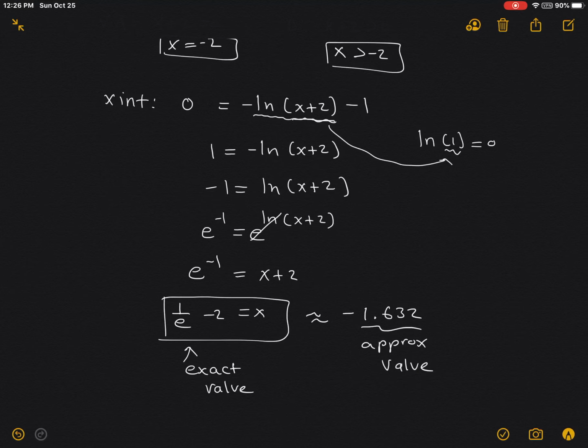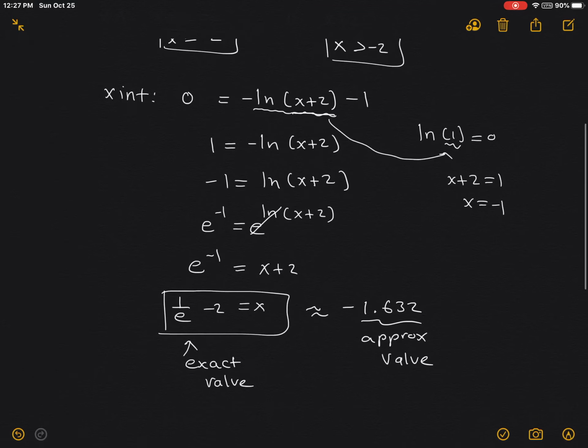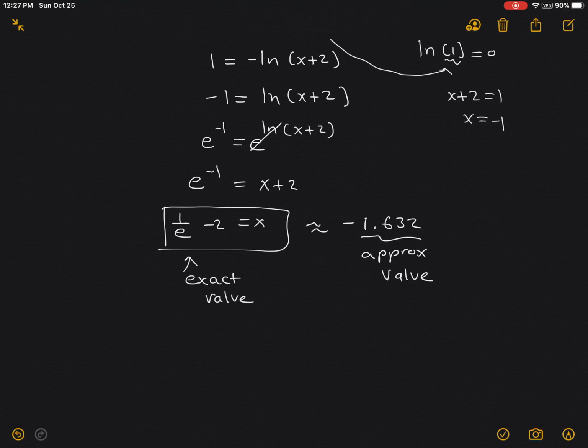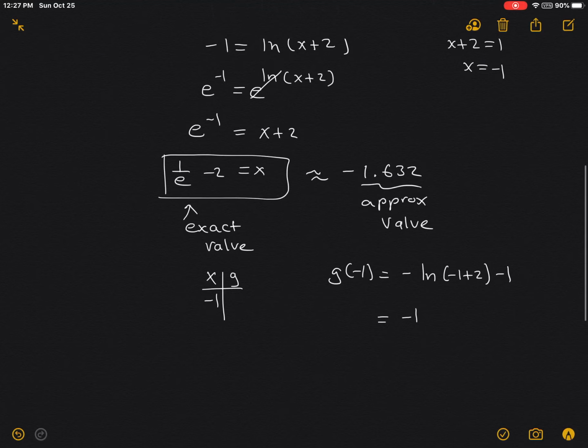So I need to make this argument into a 1. And the way you do that is you set x plus 2 equal to 1, x is equal to 1 minus 2, which is -1. So if you plug in -1, that would be a smart point to evaluate. Okay, so let's plug in -1 into our g function. So g of -1 is equal to negative ln of -1 plus 2, minus 1.